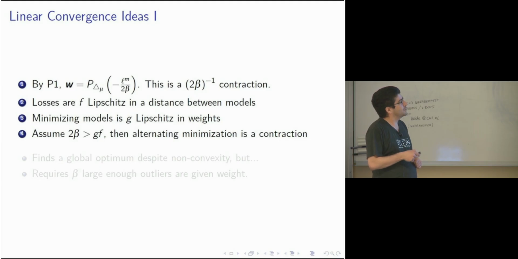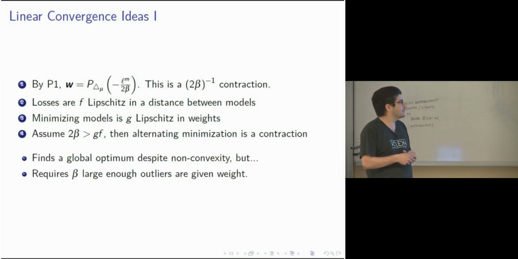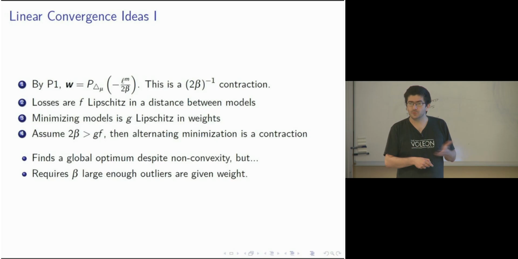Essentially, the projection step is a contraction. All we need to do is take a beta that is large enough to overcome some properties of the problem. If this is large enough, then using the alternate minimization is a contraction, and it converges in a very small number of iterations. The nice part is that it finds a global optimum despite not necessarily being convex, but the problem is that beta has to be large enough that outliers are given weight, which is not what we want.